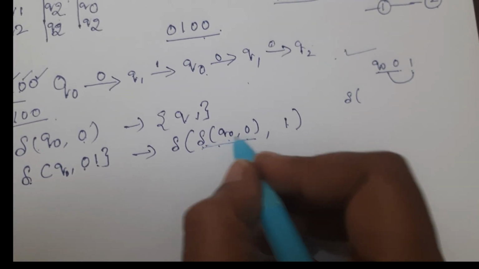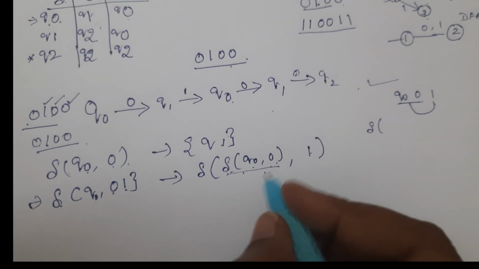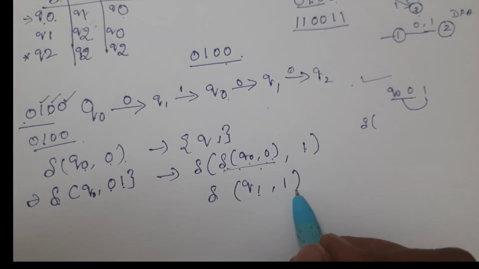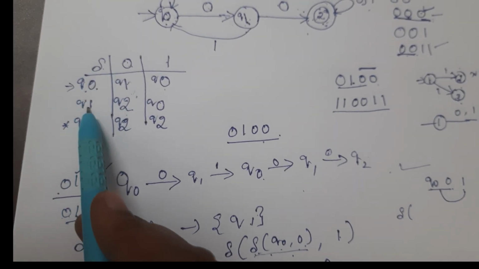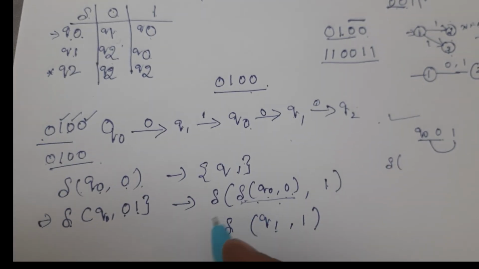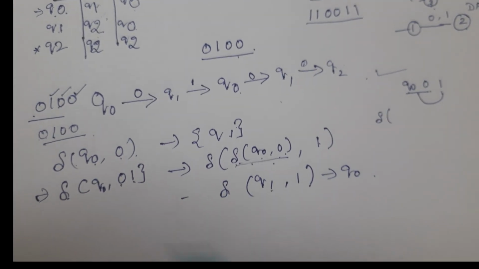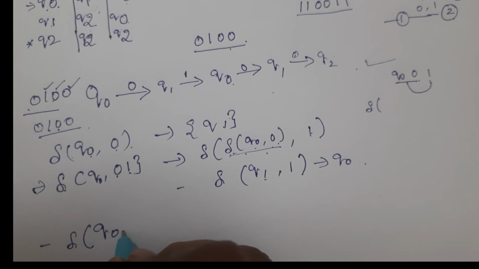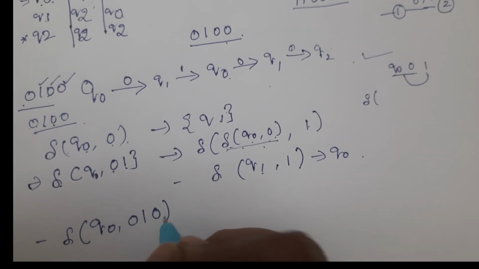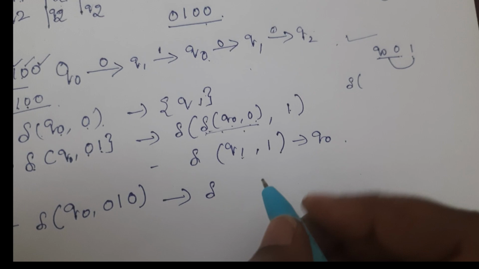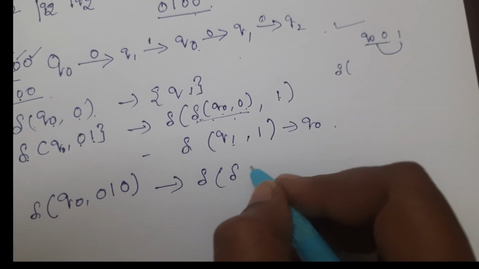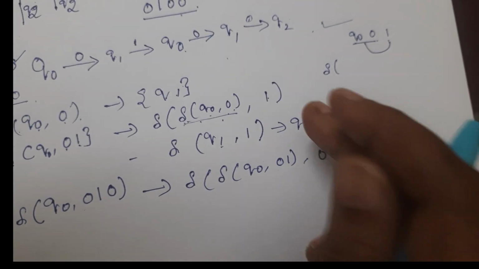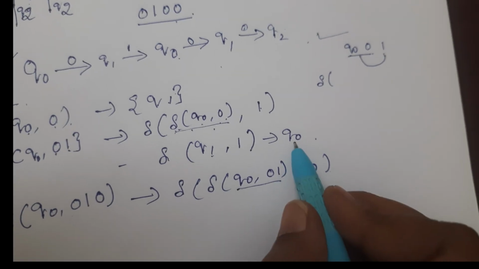So what is Q0 on 0? We have already found it is Q1. Now this becomes del of Q1 comma 1. What is del of Q1 comma 1? Del of Q1 on 1 is Q0. So your output is Q0 here. Now what is your next input? 0. Del of q naught comma 0 1 0. Now again we can write del of q naught comma the first 0 1 comma 0. You understand, right? This we have already found and the output is q naught.